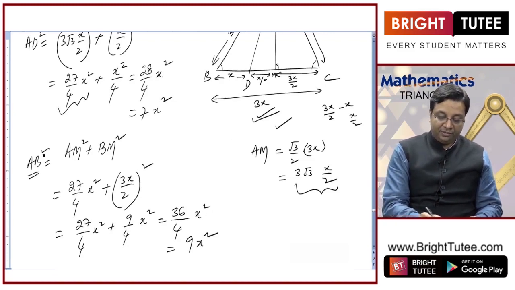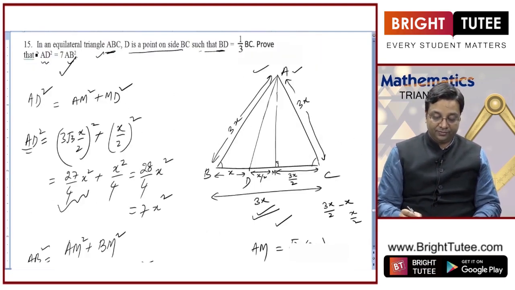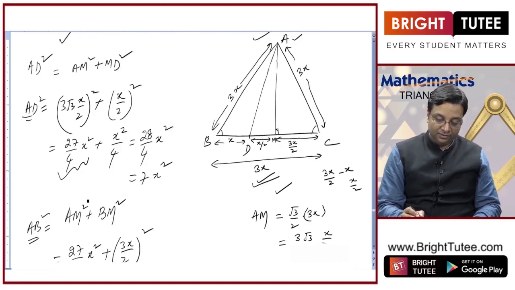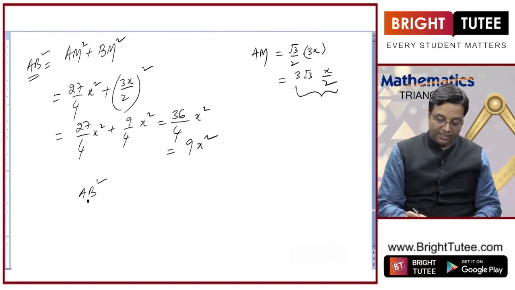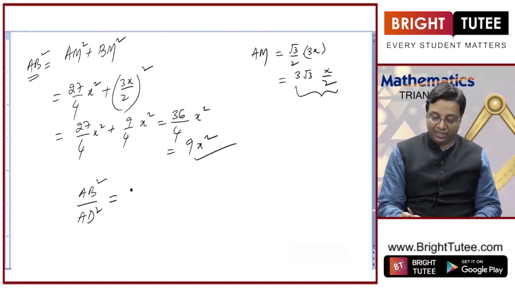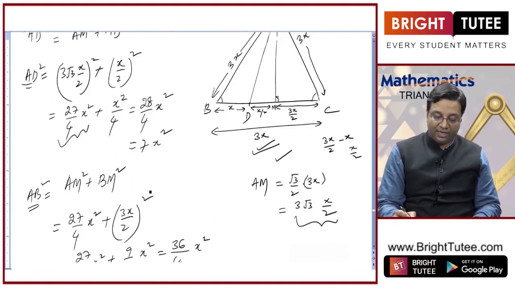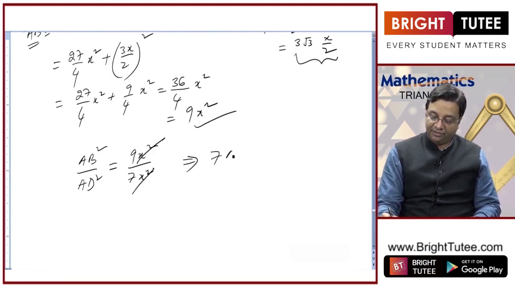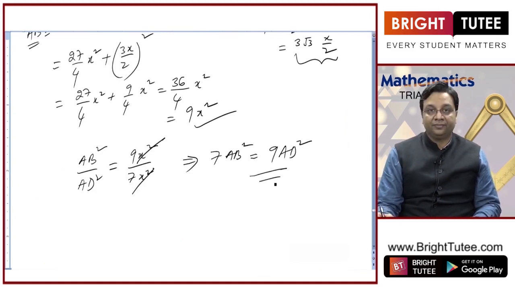Now, compare AB square and AD square. So, AB square by AD square, let us say, is equal to 9x square by 7x square. So, from this x square can be cancelled and 7 AB square will be equal to 9 AD square, right.